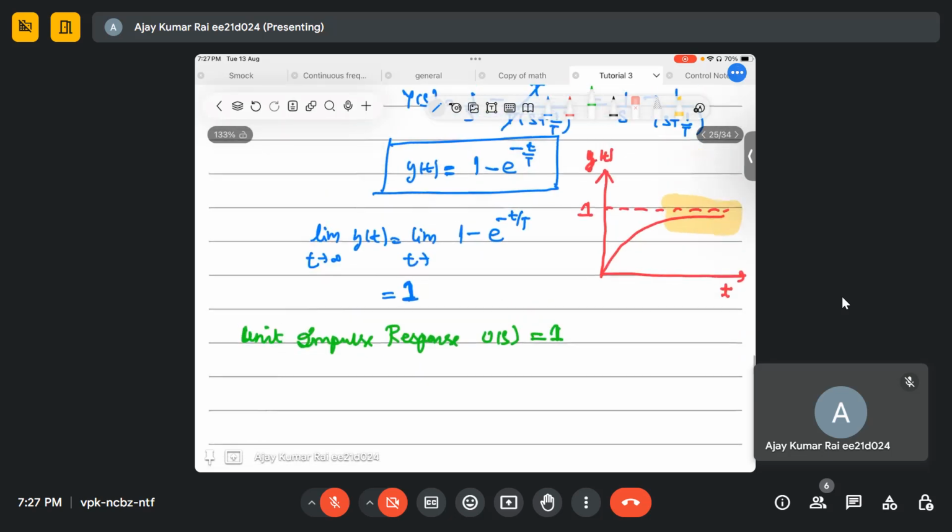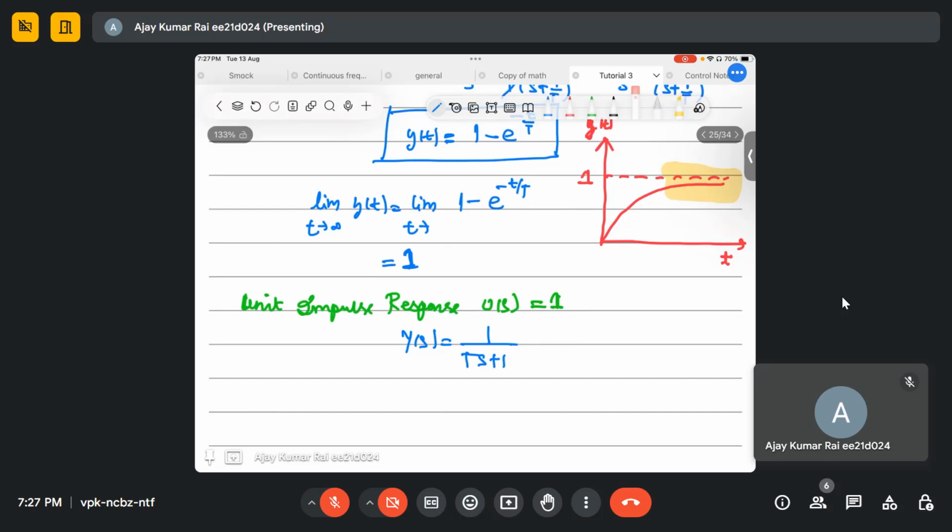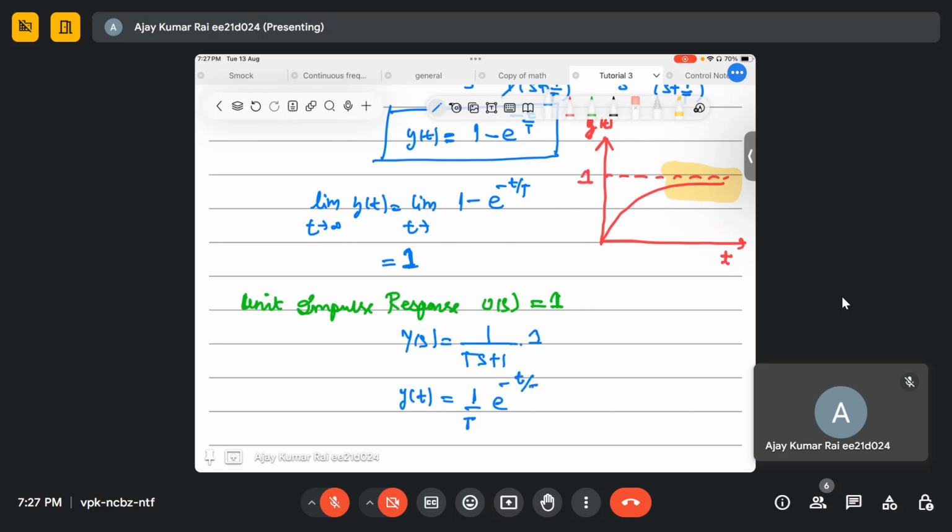Okay, so what you will get, Y(s) will be equal to 1 by (Ts plus 1) into 1. Okay, directly you can find out the inverse Laplace transform. So y(t) will be equal to how much? If I take 1 by T outside, it will be e to the power minus t by T.